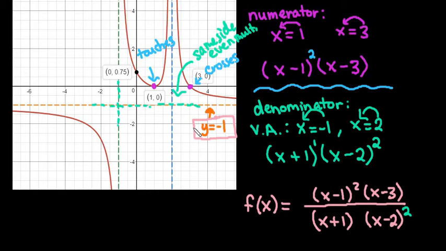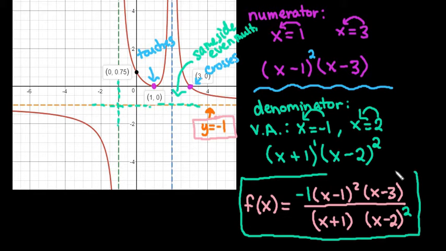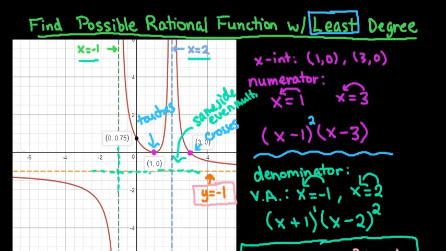And then our last step is that we have to get it to have a ratio of -1. Right now my leading coefficient would be x cubed over x cubed, so it would just be 1/1. So I need to add a negative somewhere. I could just put a -1 in front here, and that would make the ratio of the leading coefficients -1, which would give me a horizontal asymptote at -1. So the function f of x equals -1 times x minus 1 squared times x minus 3, all over x plus 1 times x minus 2 squared, gives us a possible rational function for this graph.